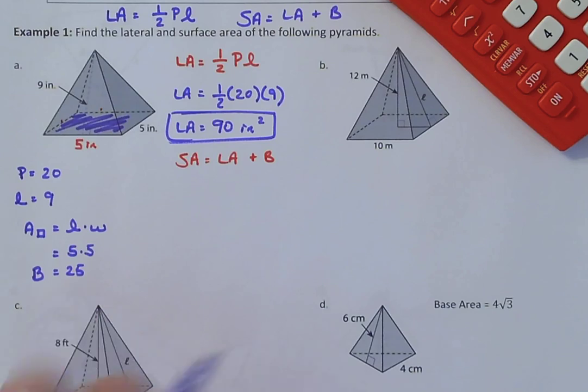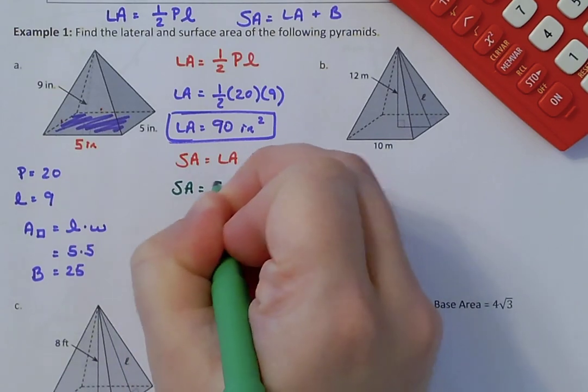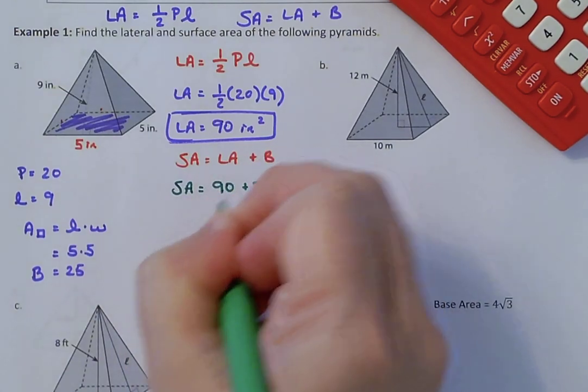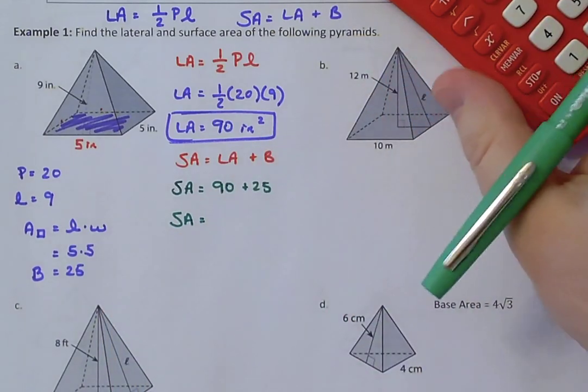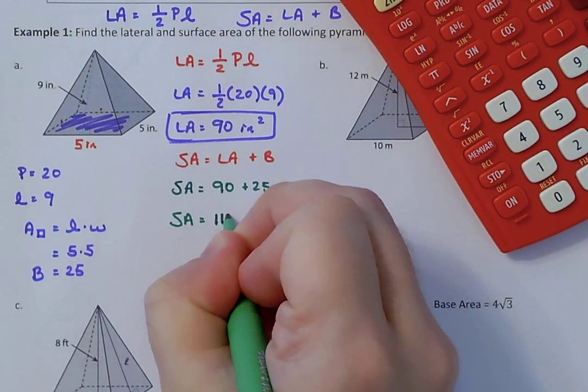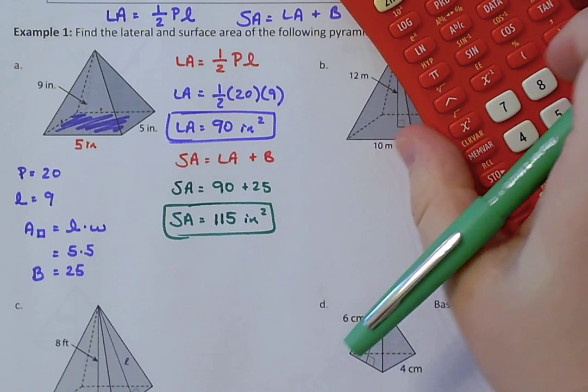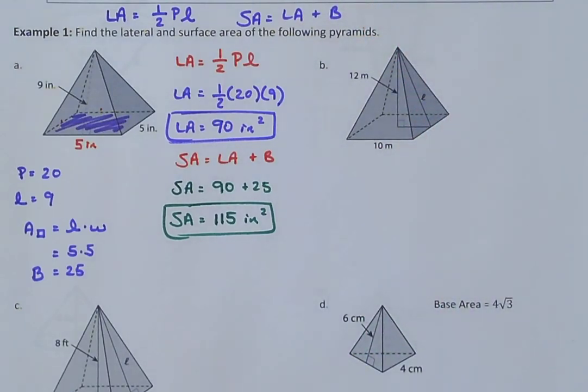So now that I know both of these things, we can plug that into our formula. Surface area equals 90 plus 25, and that is going to tell us our surface area is 115 inches squared. And that is our answer for example 1A for the lateral area and the surface area of our rectangular pyramid.